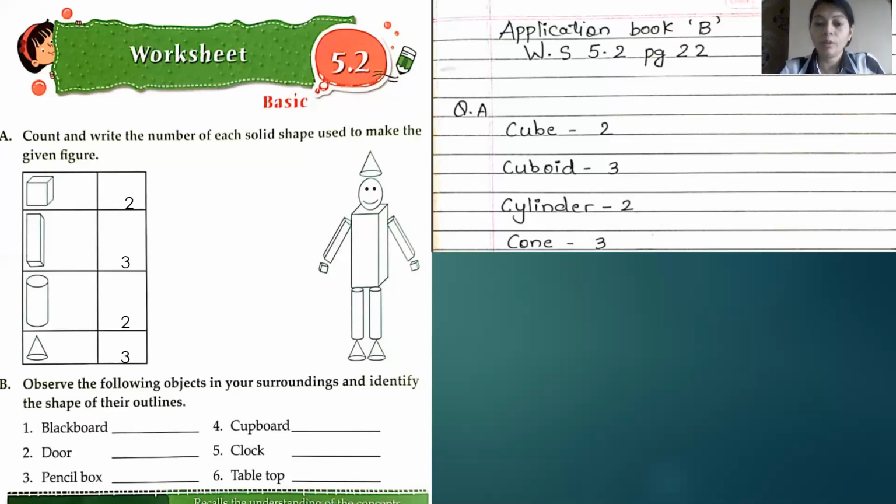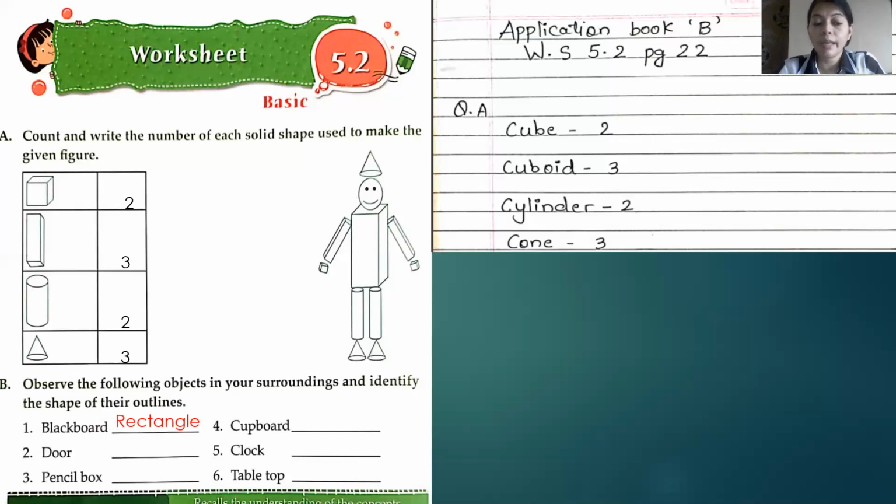Okay, very good. Now let's see the question number B. Observe the following objects in your surroundings and identify the shape of their outlines. What does that mean? You are going to observe these objects that are given, and then you are going to identify the shapes of those objects. The first one is blackboard. Come on children, say me, what is the shape of blackboard? Yes, correct. It is rectangle.